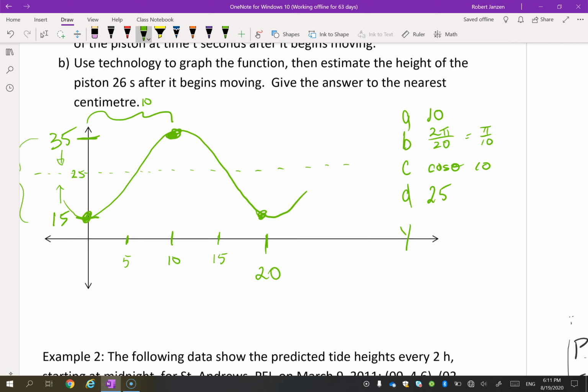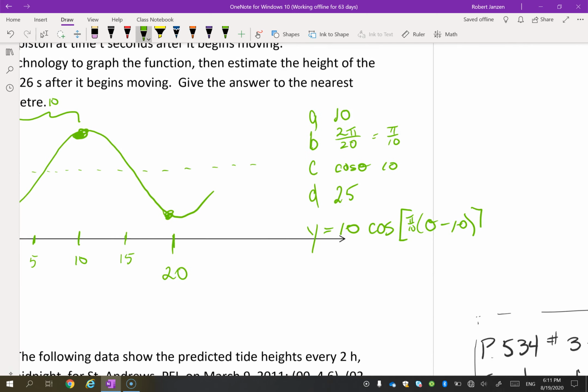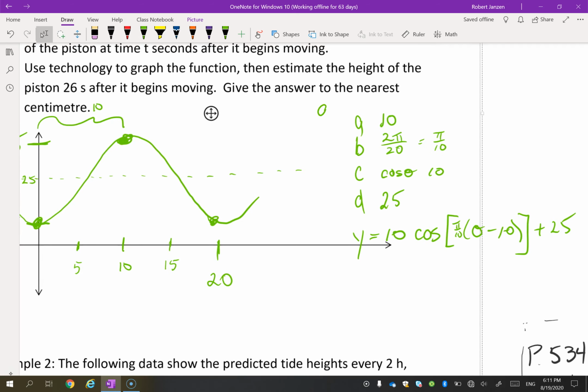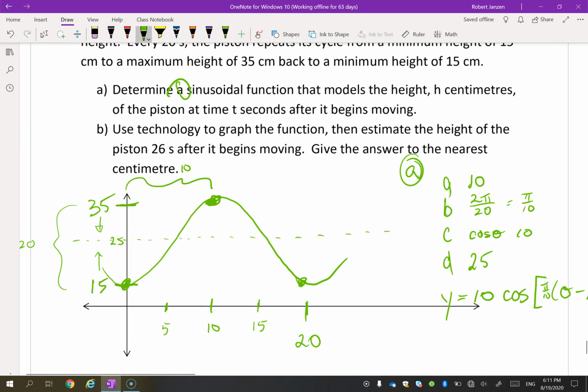So there is my equation. y equals 10 cosine of pi over 10 times (theta minus 10), plus 25. That's the equation. So part A is done. Then it says use technology. Now, you are not going to get technology for a test. You could easily, now that you have that equation, put it into Desmos, and then we could figure out this answer. But instead, let's estimate this height using another method.